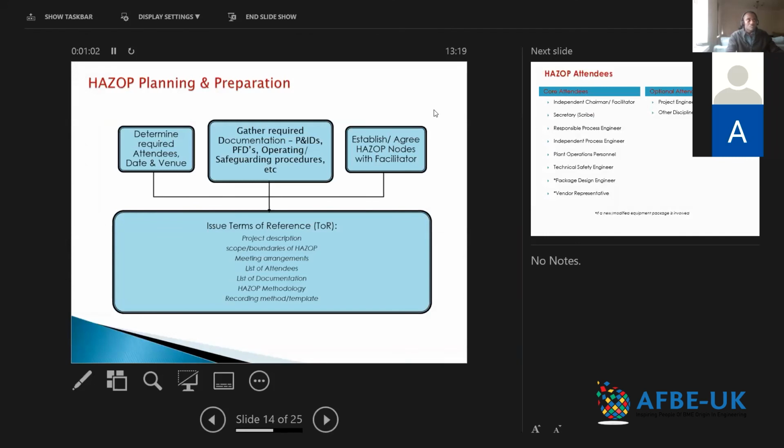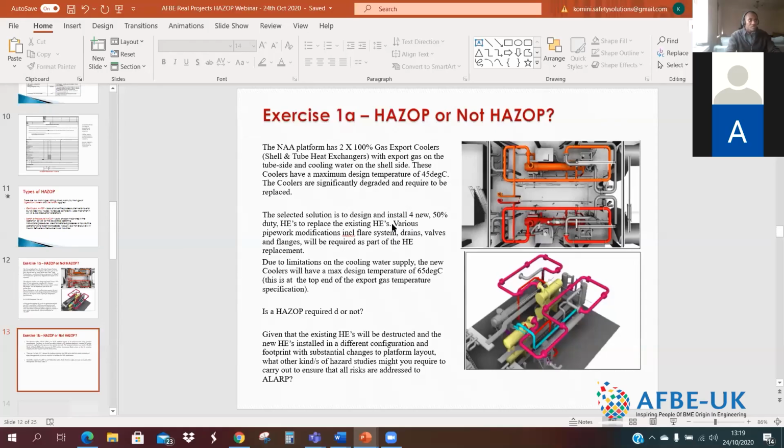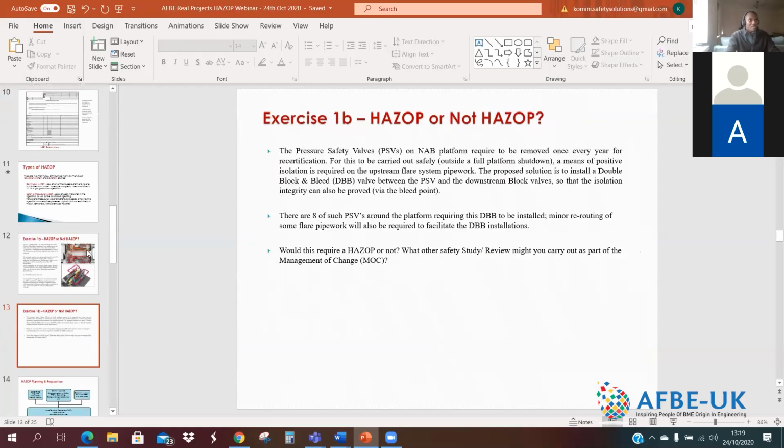Okay, the answers are coming through. Yes. Okay. Hazard identification, basic layout studies. Yes, yes. Good. So any more answers for exercise 1B? And that says yes to that.